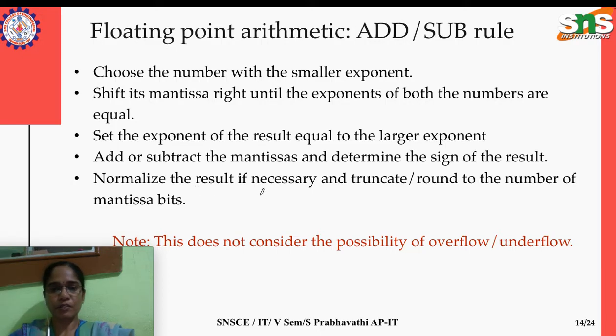Suppose after addition we get an output like 0.11, something like that. It means we need to normalize it. Normalize in the sense we need to have 1 before the decimal point, followed by the rest. If we normalize, the exponent also gets changed, is it not? Then we need to correct the exponent also. So these are the five steps we need to follow for addition and subtraction of floating point arithmetic.